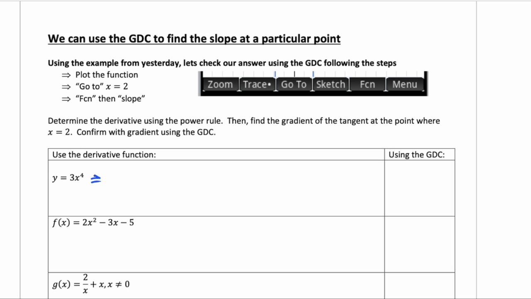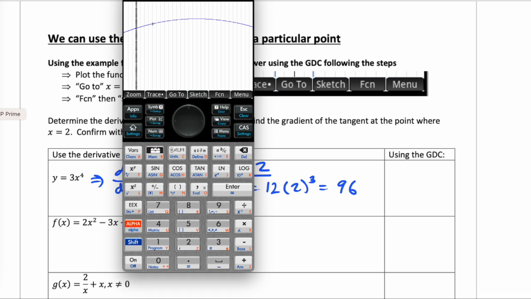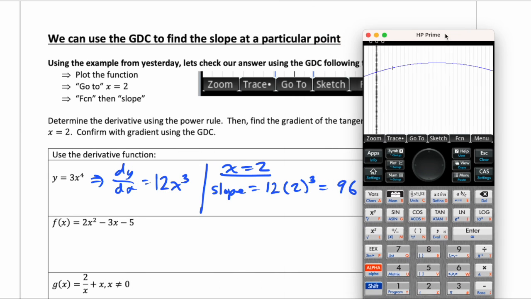So this one here, we have the derivative, let's say dy/dx equals 4 times 3 is 12x to the power negative 3. And we'll substitute x equals 2 into the derivative, and we get, let's write slope equals the derivative, so this is the slope, and that is 96. So when we do this on the calculator, we should get the same value. So let's check it out on the HP Prime calculator.